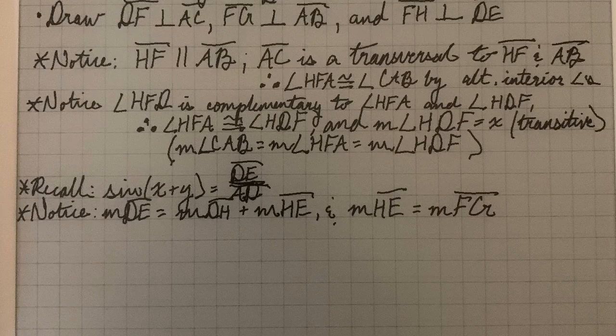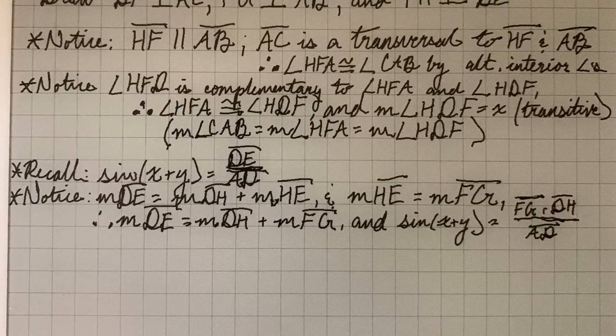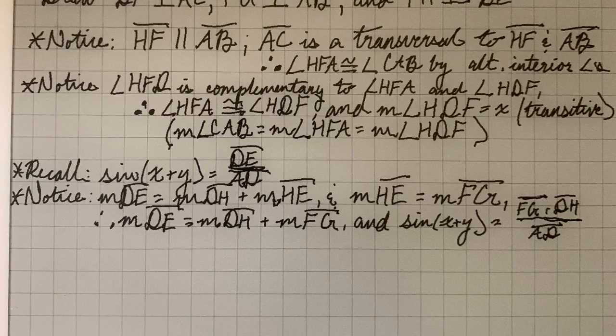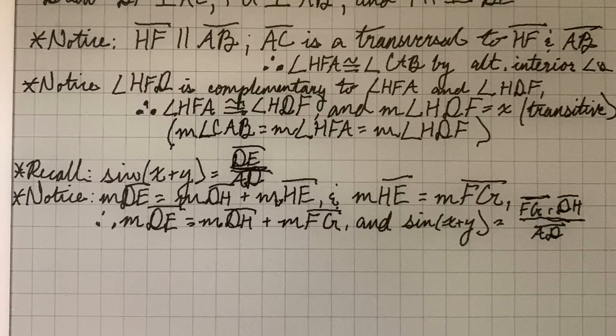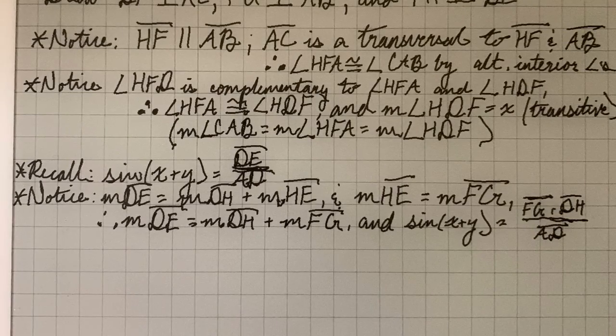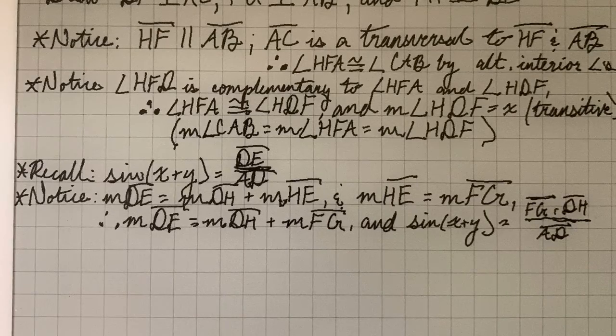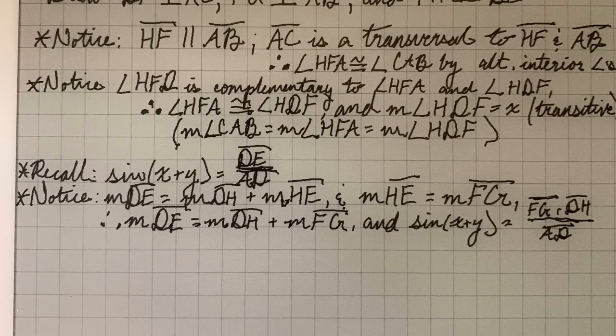Now recall that the sine of x plus y equals DE over AD, and notice, the measure of DE equals the measure of DH plus the measure of HE, and the measure of HE equals the measure of FG. Therefore, the measure of DE equals the measure of DH plus the measure of FG. Sine of x plus y can now be rewritten as FG plus DH over AD.